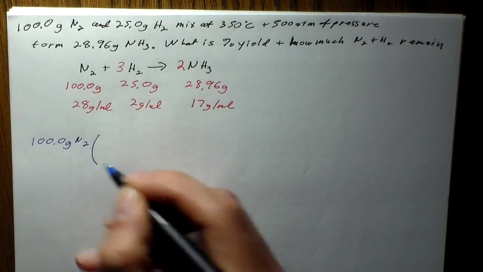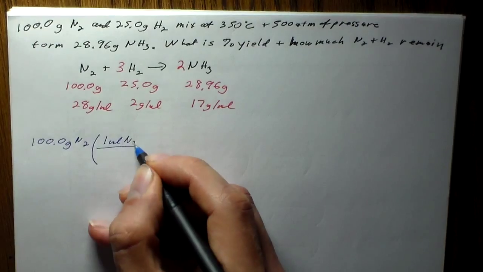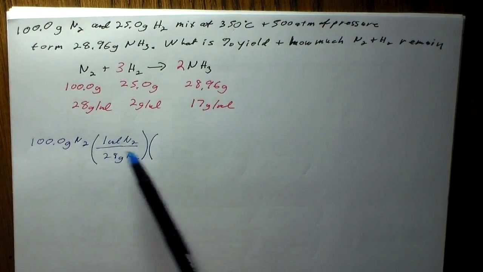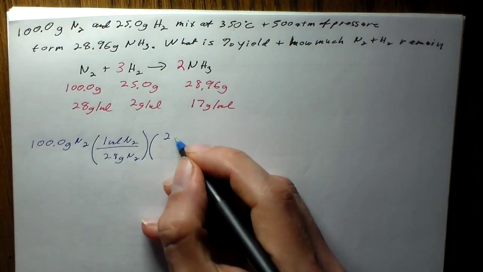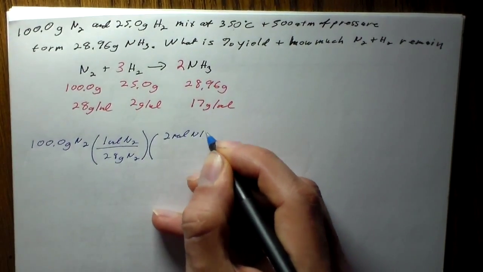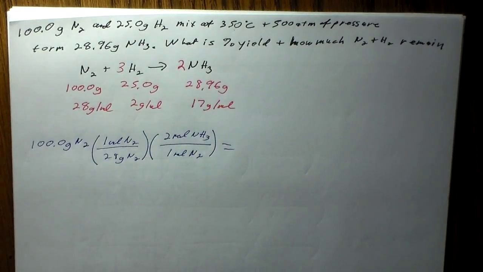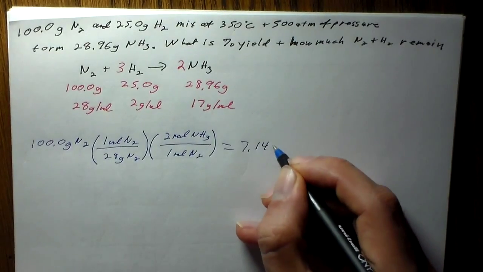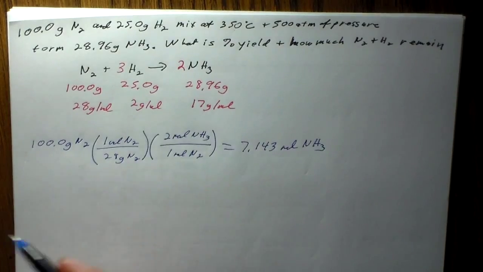So we'll start off here with the nitrogen. So 100 grams of nitrogen, use our molecular weight. So that's 1 mole of nitrogen, 28 grams of nitrogen. And then using our mole ratio, again, we always have to remember to use the mole ratio, so figure out how many moles of ammonia are produced. That's going to be 2 moles of ammonia is to 1 mole of nitrogen. We have that, and this works out to be 7.143 moles of ammonia.